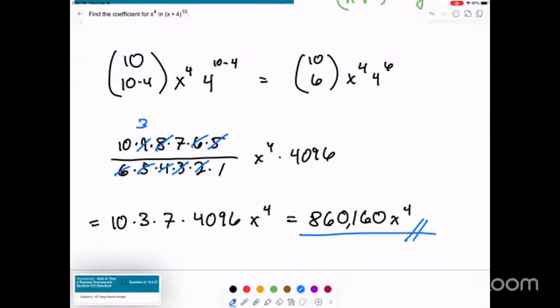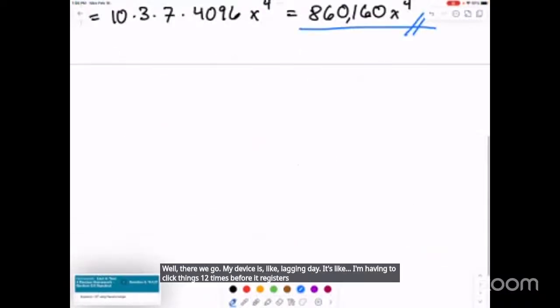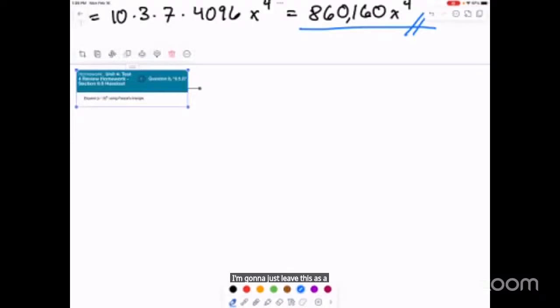Come on, there we go. My device is lagging today. I'm having to click things 12 times before it registers. I'm going to just leave this as a reference, just leave it kind of small.